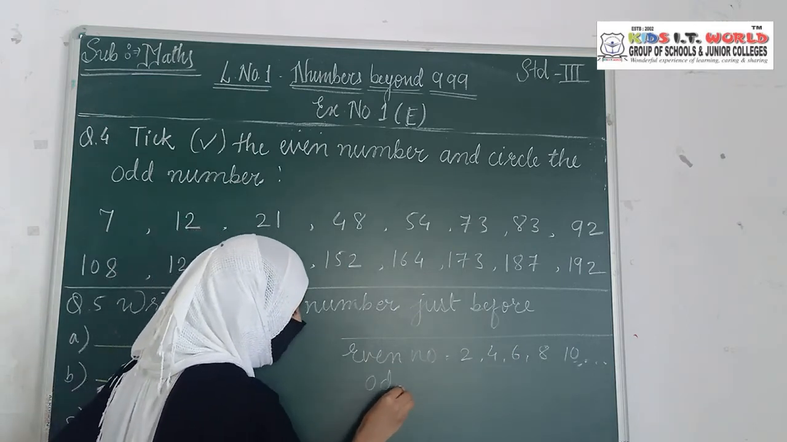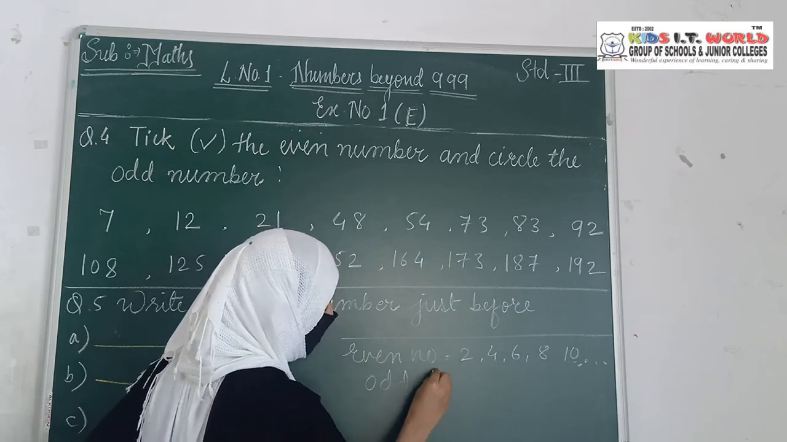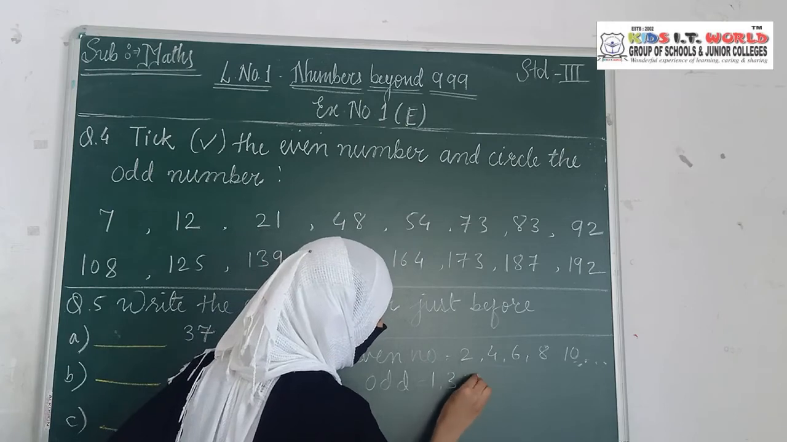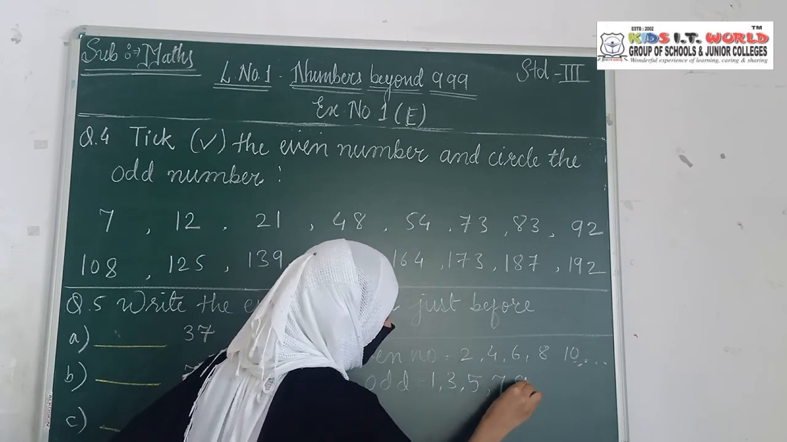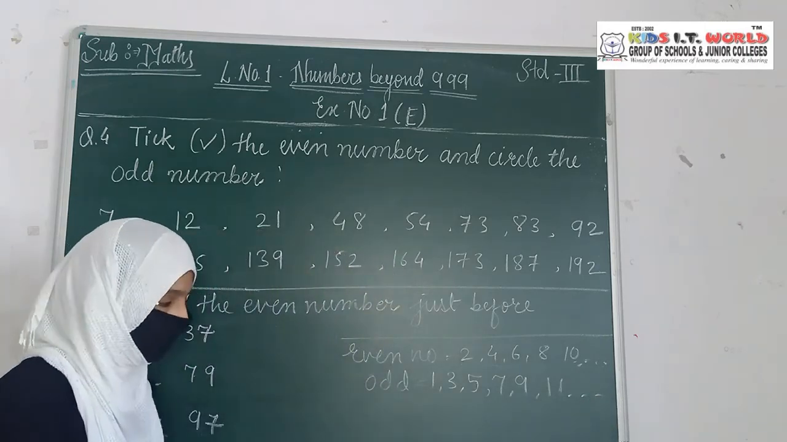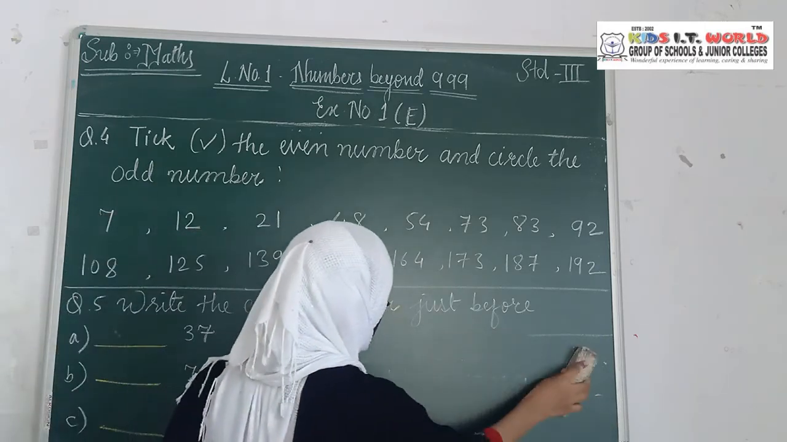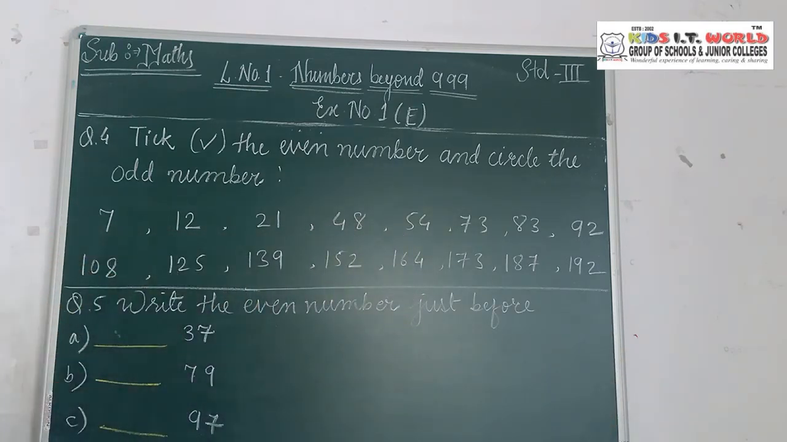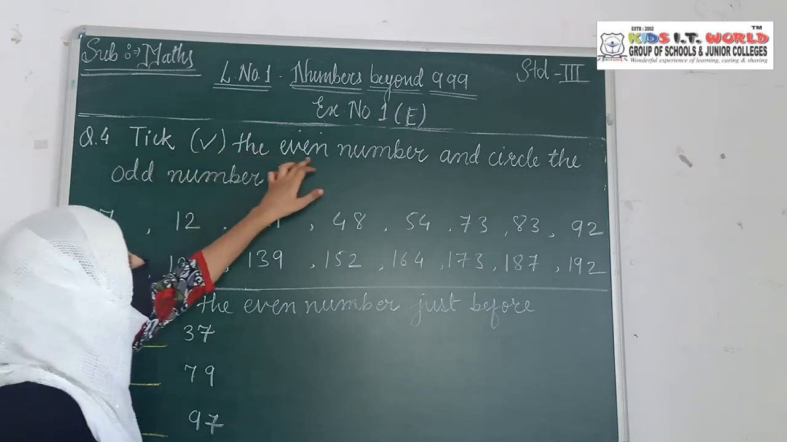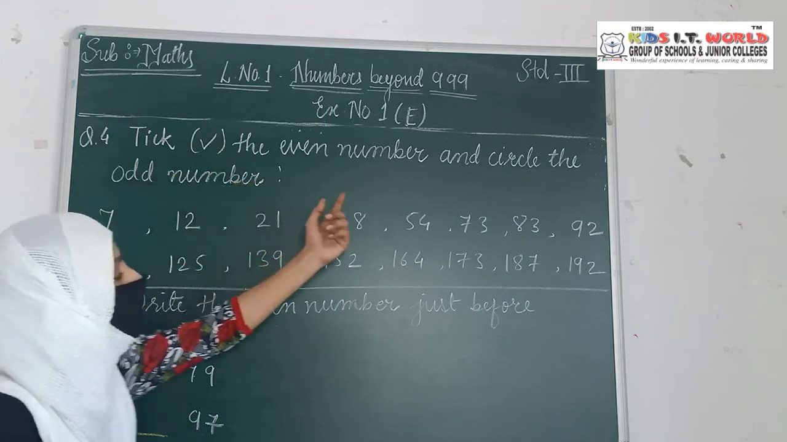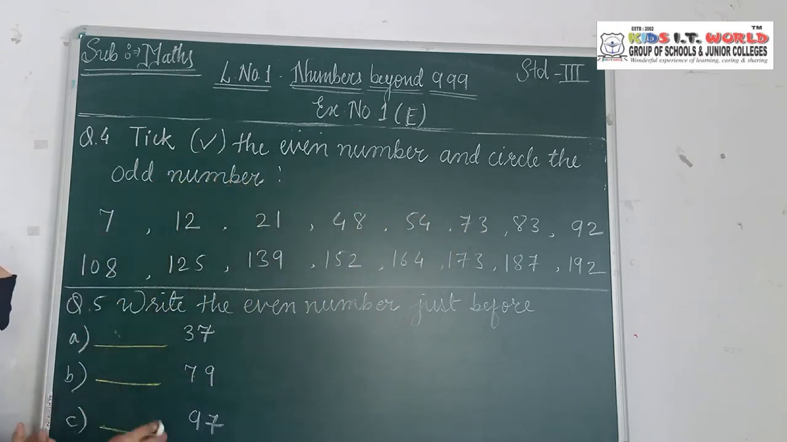And the odd numbers are not divisible by 2, that is 1, 3, 5, 7, 9, 11 and so on. These are the odd numbers. So let's see in question 4 you have to, here the number is given to you, whichever number is even, on that number you have to tick mark the right, and the number which is odd, you have to circle that number.